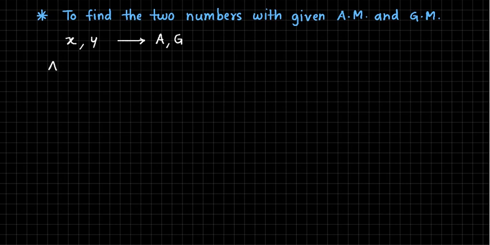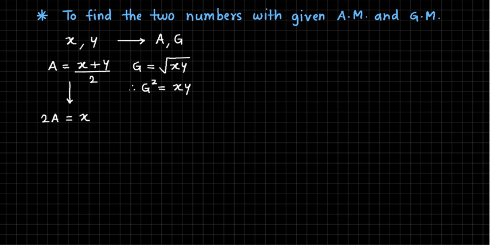Now we will begin with writing the formula for A and G. As we know, AM is nothing but (x plus y) by 2 and G is nothing but root of x into y, right? So on squaring both sides we get G square is equal to xy. Let's keep this ready. Now on solving this we will get 2A is equal to x plus y. So therefore we have y is nothing but 2A minus x, correct?